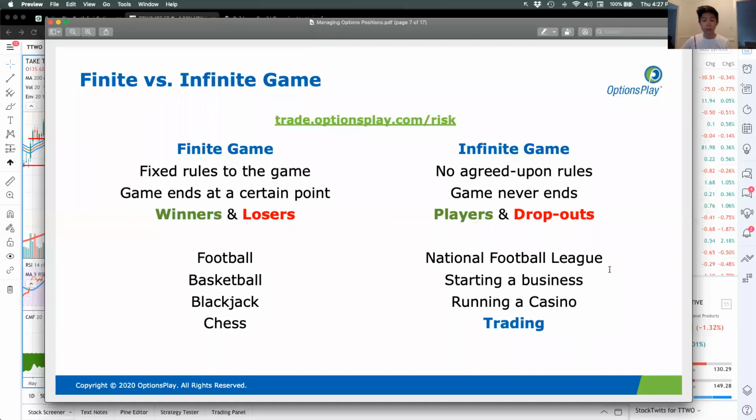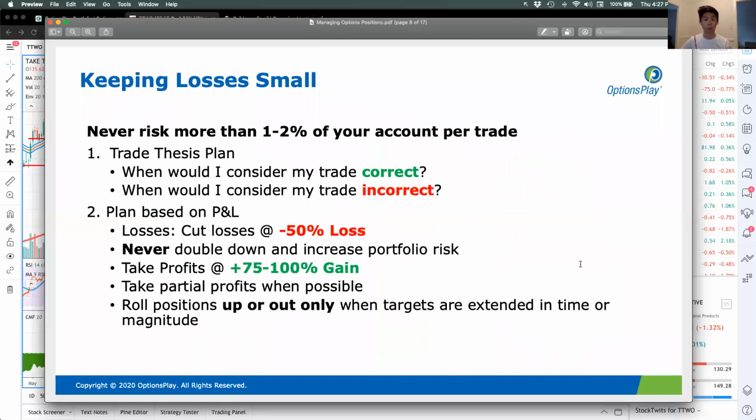So we covered this in a lot of detail a few weeks ago, but just to give you a quick overview of what we discussed and how to actually achieve that, the answer is actually incredibly simple once you understand that you're trading an infinite game. And that is: never risk more than 1 to 2% of your total account per trade. Someone did submit a question for this session asking what percentage or what dollar amount of my account I should risk. The rule of thumb here is 1 to 2% of your account.